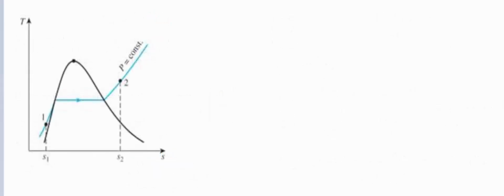This is the T-S diagram for this problem. Notice that we start as a compressed liquid at state 1, and then we end up as a superheated vapor. The lines drawn from point 1 to point 2 are done at constant pressure.